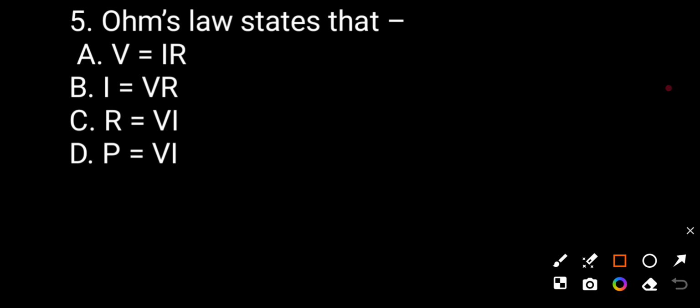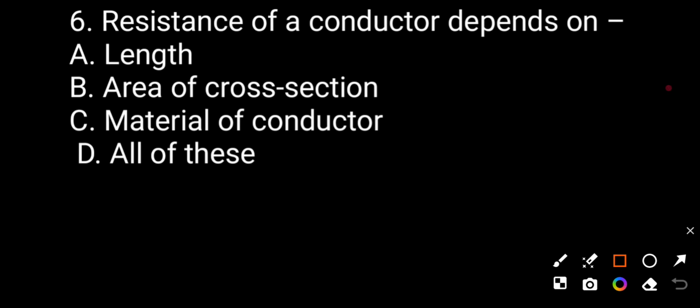Ohm's law states that: V is equal to IR, I is equal to V/R, R is equal to VI, P is equal to VI. So Ohm's law states that V is equal to IR, so option A is correct. Now question number 6.